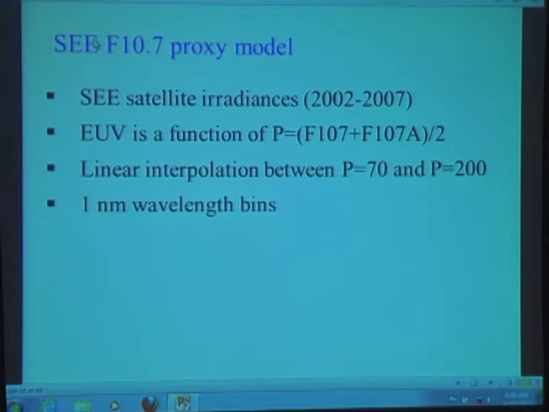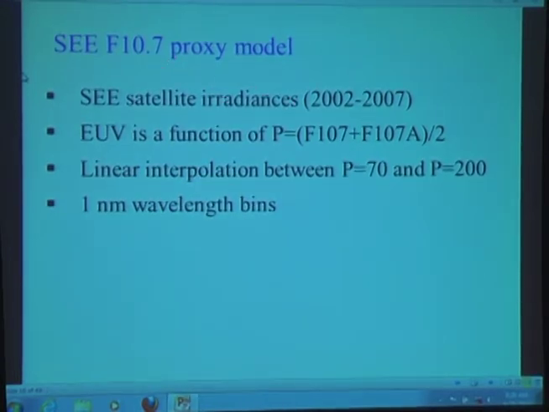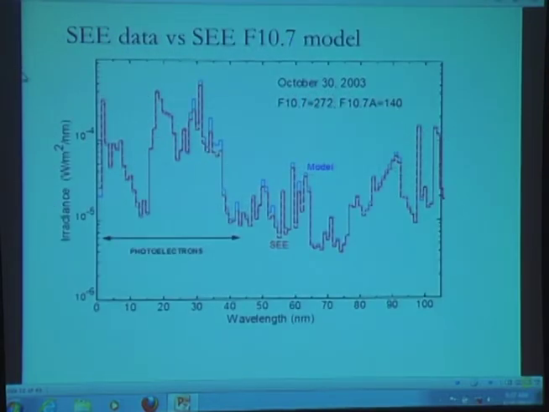So just to get that out of the way, I developed a similar model to the UVAC model using the same proxy and C satellite irradiances, and with a linear interpolation, in this case between 70 and 200, and in this case 1 nanometer bins. And these are the results you get, and it looks pretty good on a log scale. Again, here are the photoelectrons, and you can see there are regions with big discrepancies, only up to about 50%. This, though, is an extreme case.